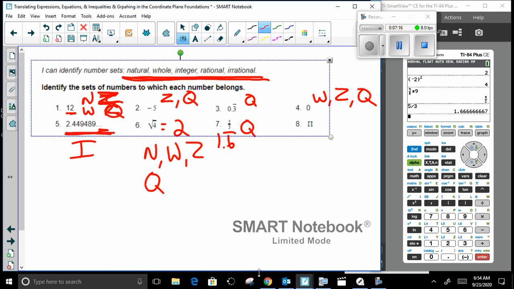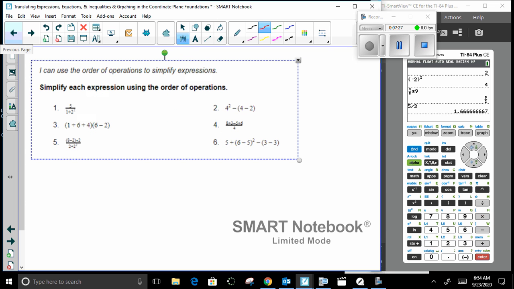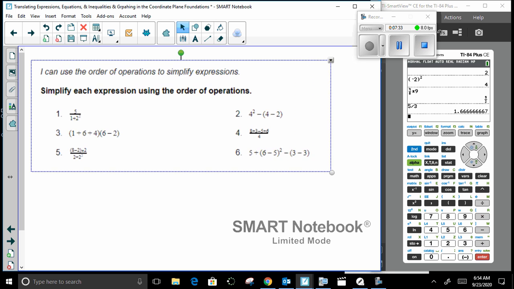And pi is 3.14, and so on. It keeps going. I don't ever know when it ends. So that automatically is irrational because it is a decimal that does not end. Order of operations. I can use order of operations to solve.